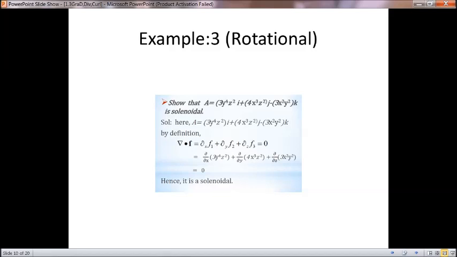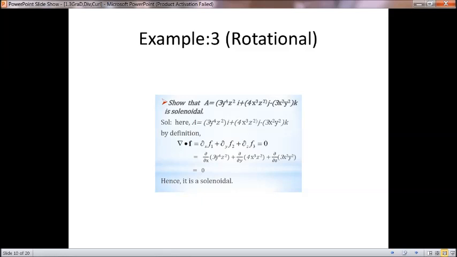So we are applying del dot f. On applying del dot f, del by del x of the first function, which is 3y^4 z^2, plus del by del y of the second function, 4x^2 x^3 z^2, plus del by del z of the third function, 3x^2 y^2. So on doing the differentiation, every component will give 0. So del dot f is 0. That means the given function is a solenoidal function.